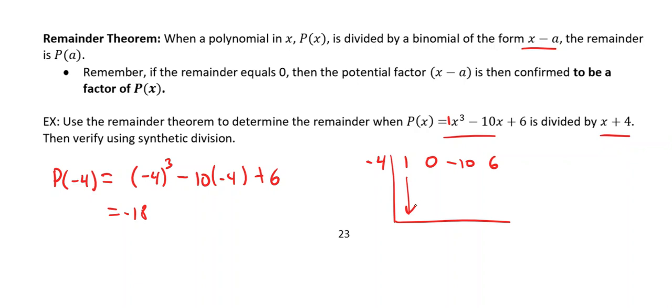So I'll bring down 1. Negative 4 times 1 is negative 4. 0 minus 4 is negative 4. Negative 4 times negative 4 is positive 16. So negative 10 plus 16 is 6. And then negative 4 times 6 is negative 24. And then 6 minus 24 is negative 18.